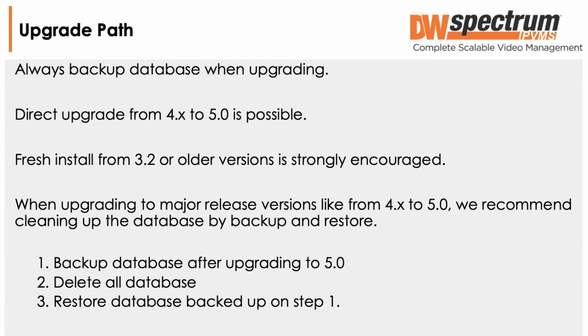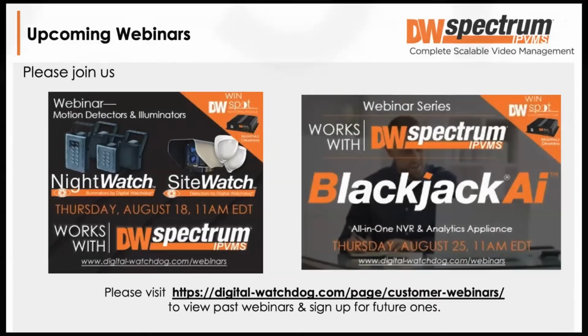As far as the upgrade path, some have asked, it is possible to do a direct upgrade from 4.0, 4.1, or 4.2 directly to 5.0. For 3.2 or any older versions, a fresh install is strongly encouraged. Of course, anytime you're doing an upgrade, you want to do a backup. I recommend you clean that database. So there's the procedure in terms of the upgrade path. You want to make sure to back up your database and run a clean database on those installs.